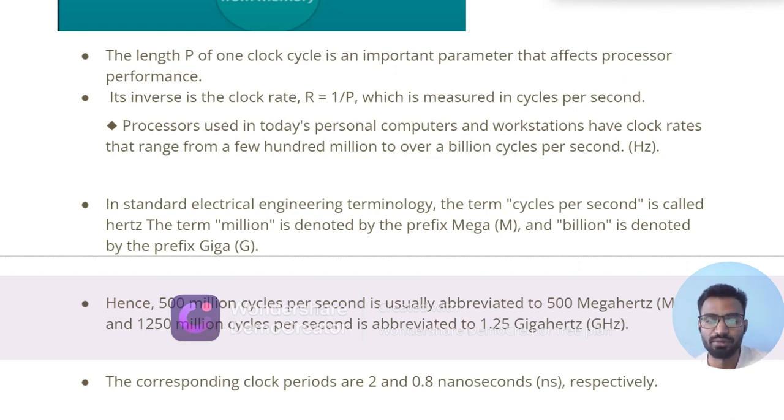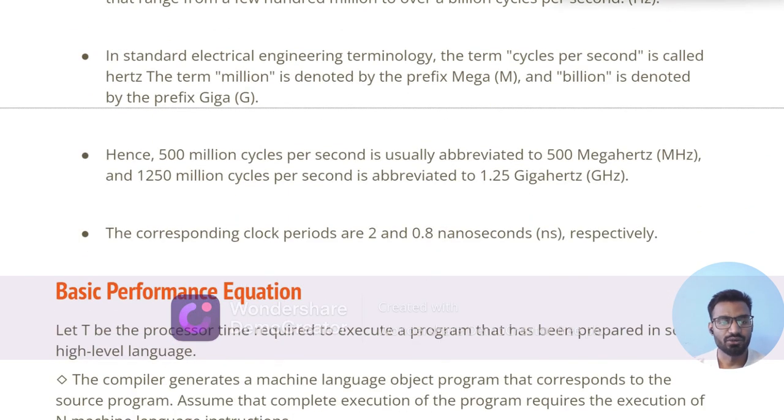The processors used in today's personal computers and workstations have clock rates that range from a few hundred million to over billions even. The unit is cycles per second, hertz. Millions are denoted by mega and billions by giga. The corresponding clock period is 2 to 0.8 nanoseconds respectively. If we use 500 million cycles per second, the period is 2 nanoseconds; 1250 million cycles is also called 1.25 gigahertz, that is 0.8 nanosecond.